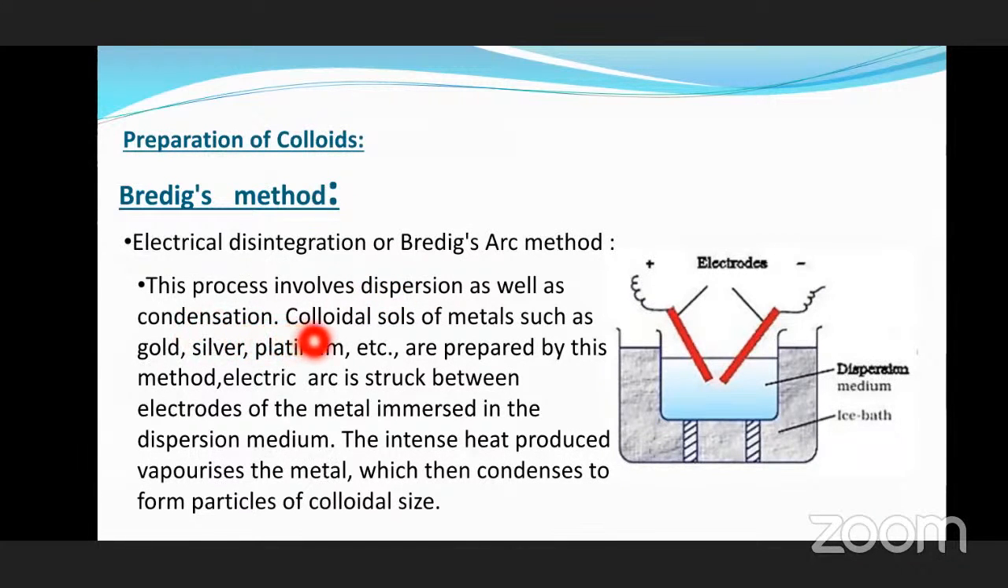Colloidal sols of metals such as gold, silver, platinum, etc. All these metals are prepared by this Bredig arc method. These metal colloids are prepared by the electrical arc method. But how is this method run? Here, the electrical arc is struck between electrodes of the metal immersed in the dispersion medium.